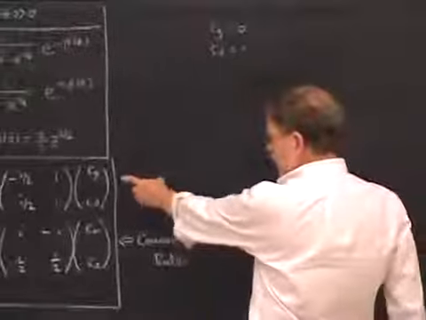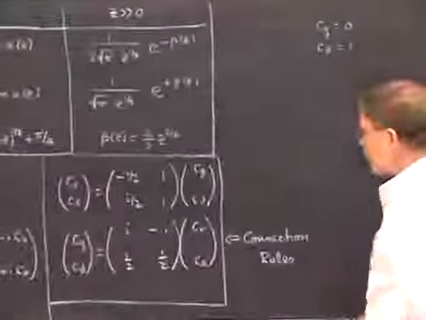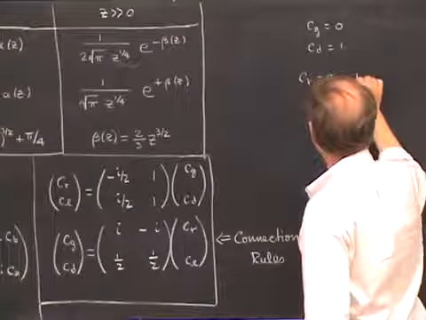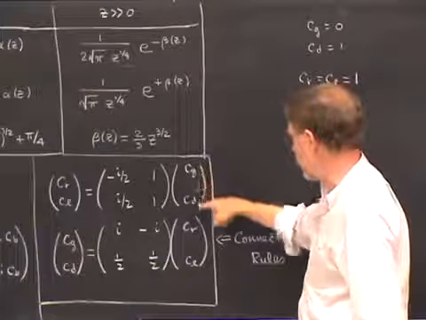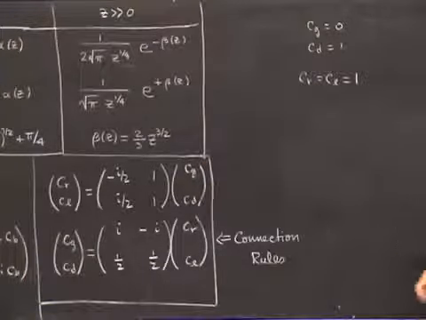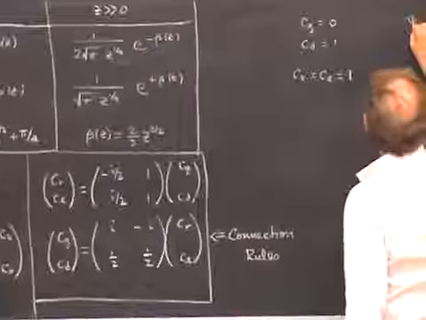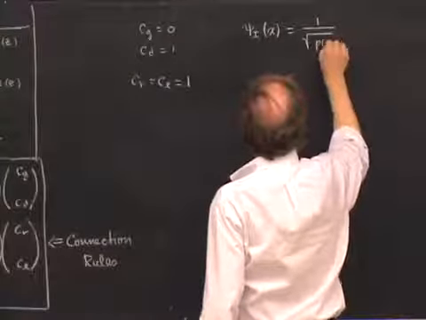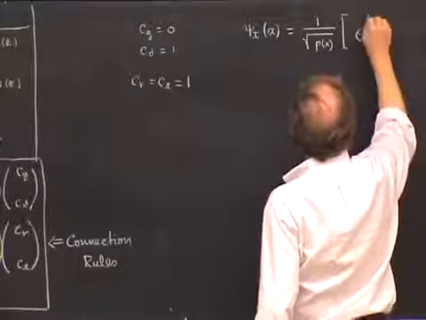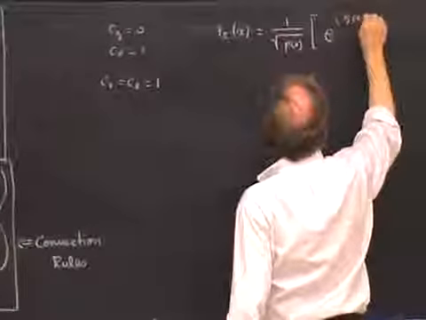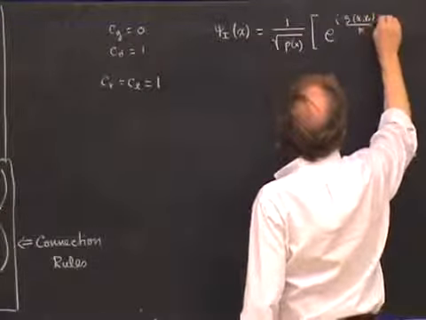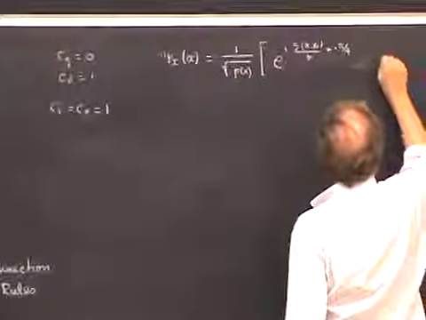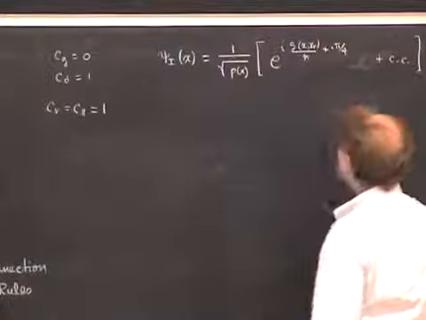Now then, by this matrix right here, this connection rule, we just do the multiplication, and what this shows us is that C right is equal to C left is equal to 1. This vector equals 0, 1. Multiply it out, this is what you get. And the result is that we find that psi in region 1 of x is 1 over the square root of p of x, and then what we have is e to the i s of x comma x_r over h bar plus i pi over 4 plus, really plus the complex conjugate, because the second term is the complex conjugate of the first.